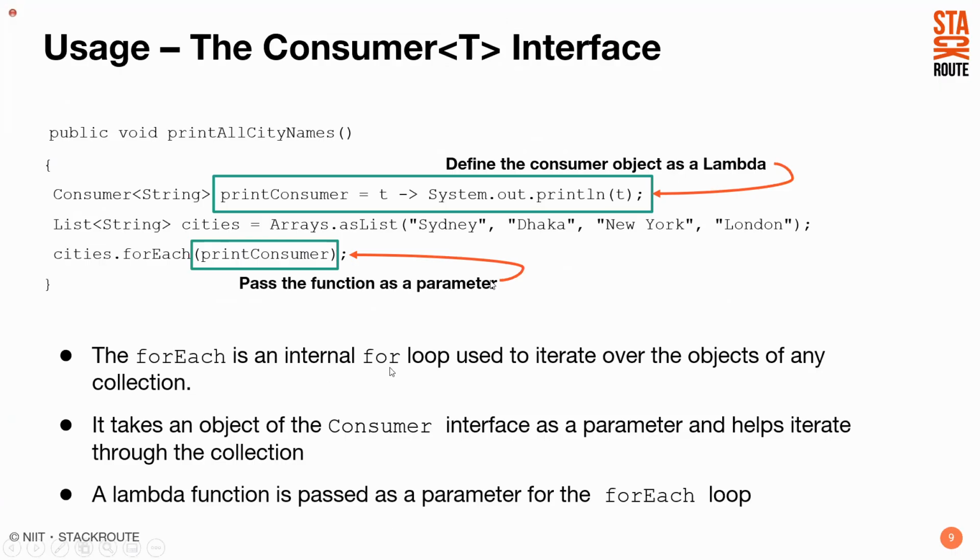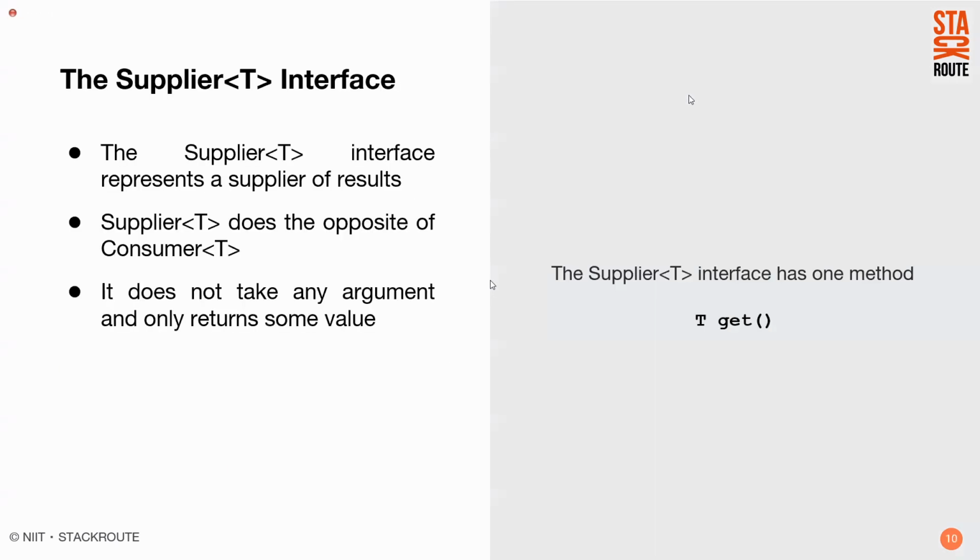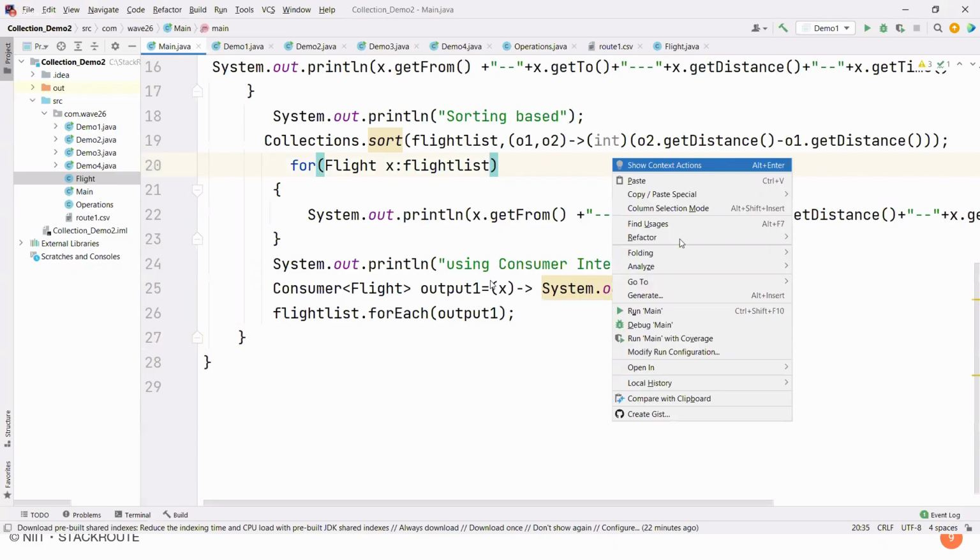Listen, forEach is an internal for loop used to iterate over objects of any collection. So here we are taking an object of the consumer interface as a parameter. Please look into the code. So ArrayList dot forEach, I am passing the parameter as the consumer object. And by the way, we are going to iterate throughout the collection. And a lambda function can be passed as a parameter to forEach. In the place of the print consumer object, I am passing a lambda expression.